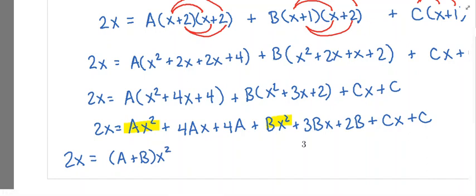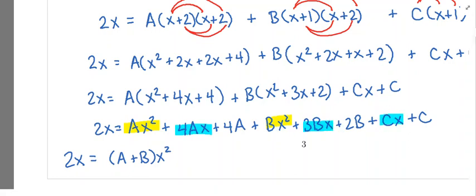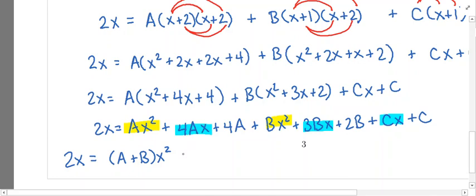And then I'm going to look for anything that has just an x, so I'm going to highlight these guys in blue. Again, you want to add the numbers in front. I have 4a many x's, then I have 3b many x's, and then I have c many x's.